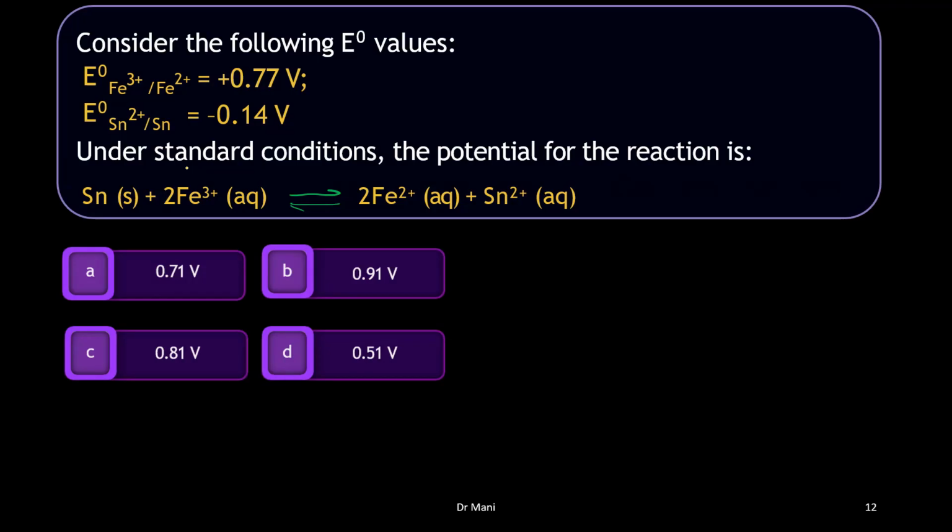So see here. Consider the following E naught values. So E naught values are given. Under standard condition, the potential for the reaction is given. So what we need to find out here is the standard cell potential for the entire redox reaction. So he has given the oxidation. So what is this, oxidation or reduction?